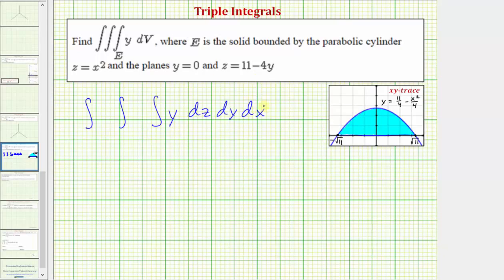And we saw from the three-dimensional graph that the region E is bounded below by the cylinder z equals x squared and above by the plane z equals 11 minus 4y, which means with respect to z, the lower limit of integration is going to be x squared and the upper limit of integration is going to be 11 minus 4y. Now you might be asking, how would you determine which of these is the upper and lower limit if we weren't able to look at the graph in 3 dimensions?